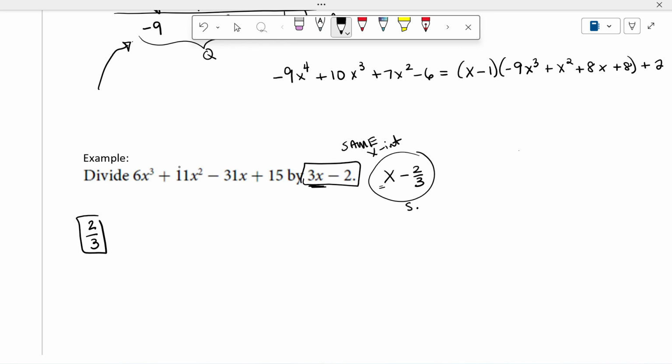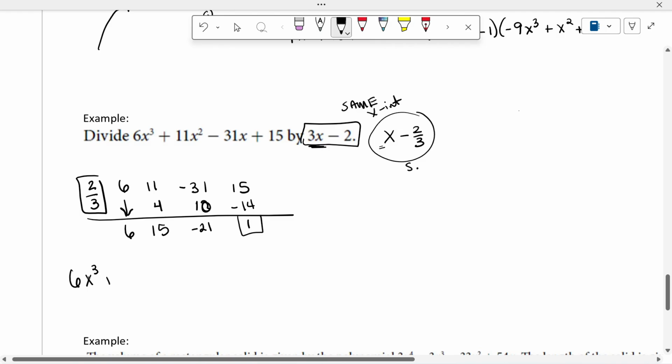Coefficient row, 6, 11, negative 31, 15. Process. Bring the first number straight down. Multiply by the number in the box. We're going to get 12/3, which is 4. Add. Multiply by the number in the box. 30 over 3, which is 10. Add. Multiply by the number in the box. We'll put negative 14. We add, and we got a 1. So that doesn't factor out nicely. So you do not have an x-intercept at 2/3. And you do not have x minus 2/3 as a factor, nor will you have 3x minus 2 as a factor, okay?